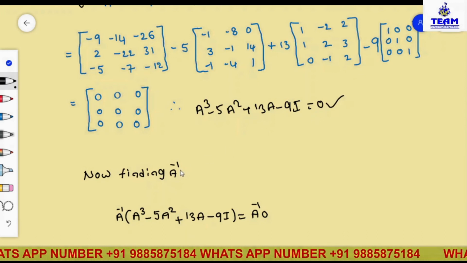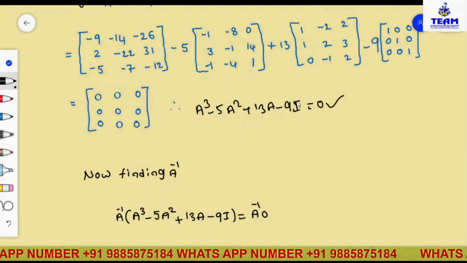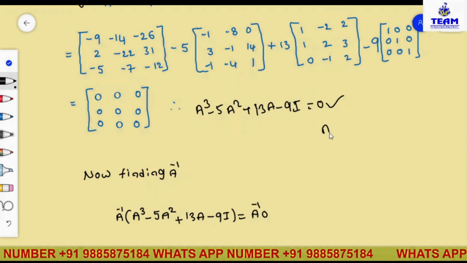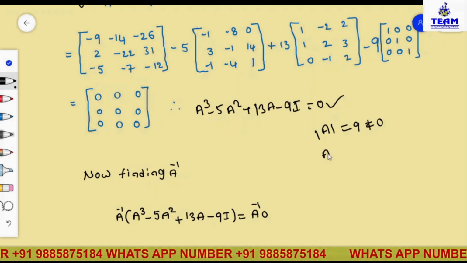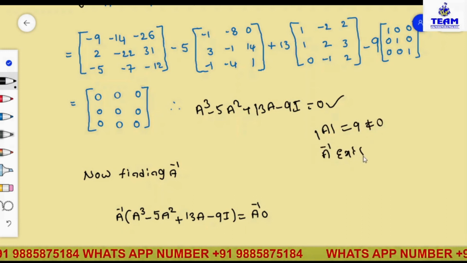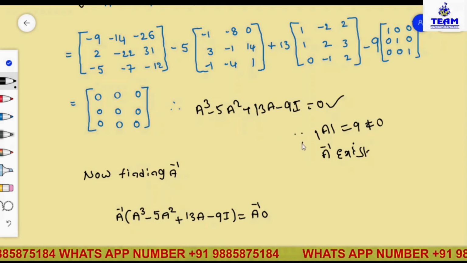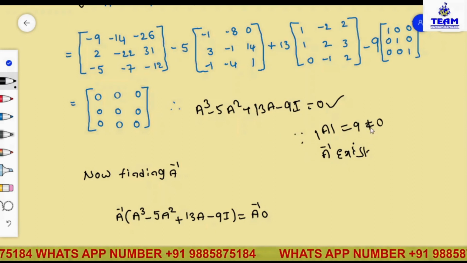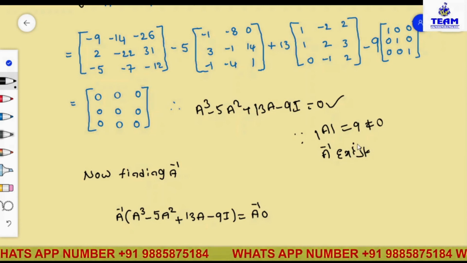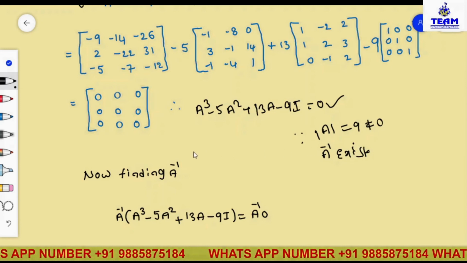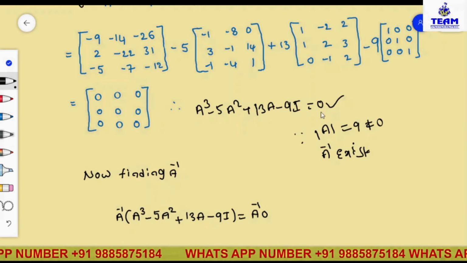Suppose if they are asking for A inverse, that method also I am going to explain. Here you see, friends, what is det A? Det A is 9, which is not equal to 0. Therefore, A inverse exists. You need to write this step in the exam. Since det A is equal to 9, not equal to 0, therefore A is a non-singular matrix, therefore A inverse will exist.